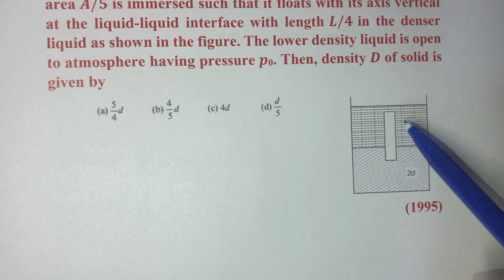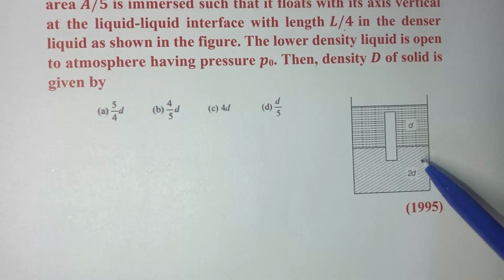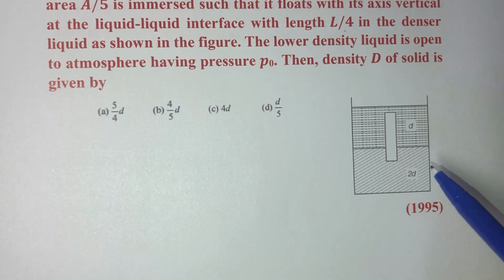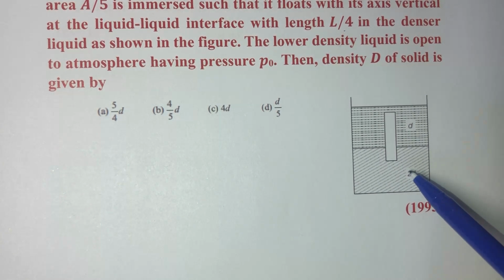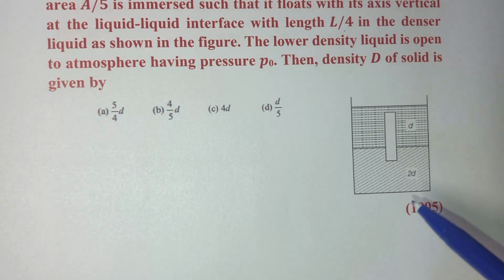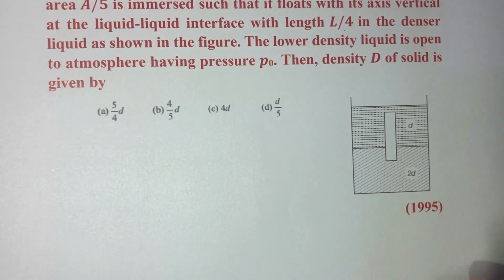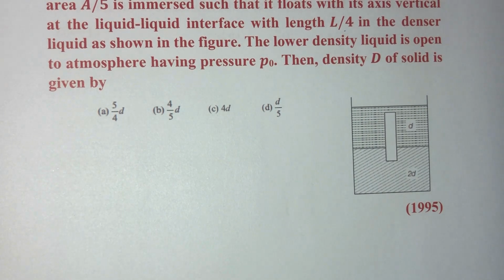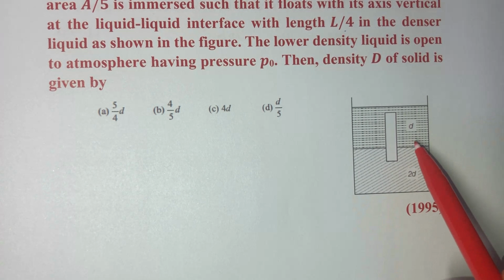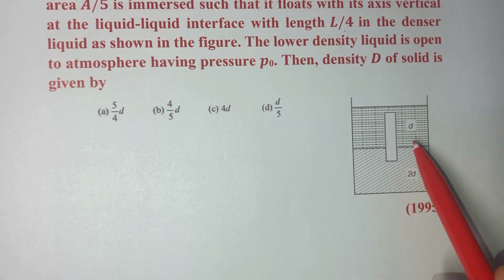So this is a homogeneous solid cylinder immersed in two liquids having densities 2D and D, and it says that the length L/4 is in the denser liquid. So obviously the rest will be in the lesser dense liquid. In this case we can use the concept of the Archimedes principle and try to solve it, as the solid cylinder is in two liquids of different density. Then the buoyant force will depend upon both the liquids, D as well as 2D.